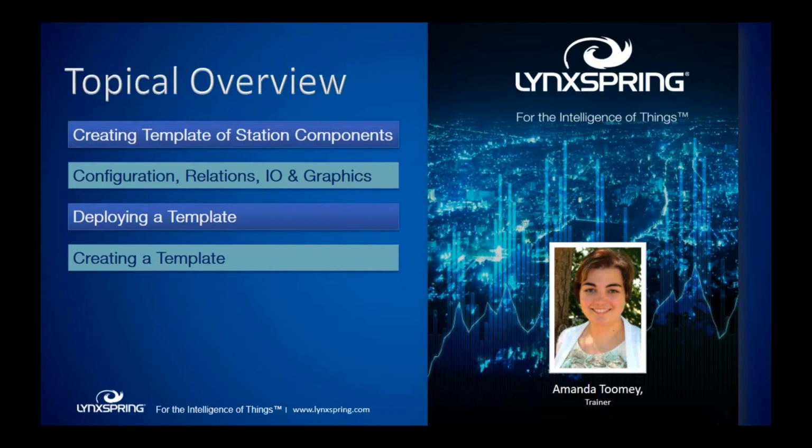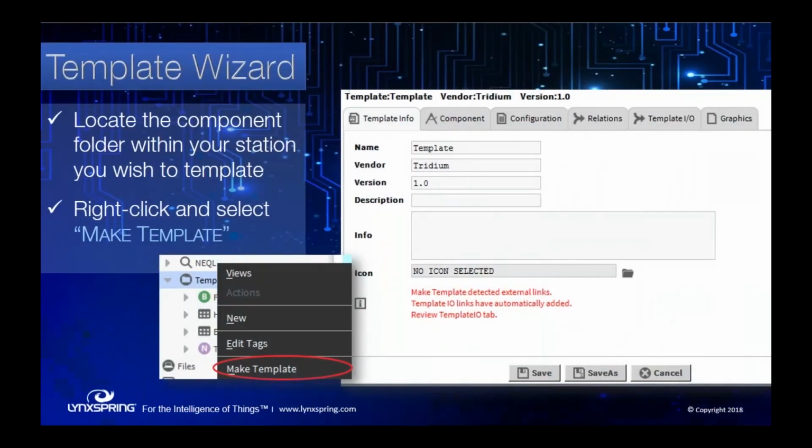As Mark said, we will be discussing the templating wizard in Niagara 4. So what you're going to do is determine which component of your station that you want to template. You can template everything from an individual folder all the way up to the entire station itself. You can also template parts of your drivers. So if you have a BACnet or a Modbus or a LAN or something like that, you can template the entire network, or you can template the individual components of that.